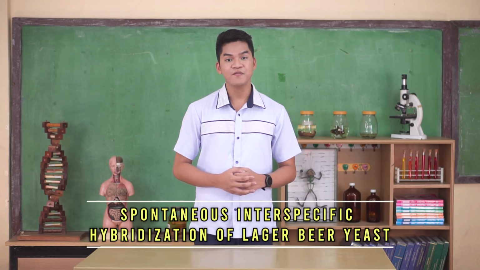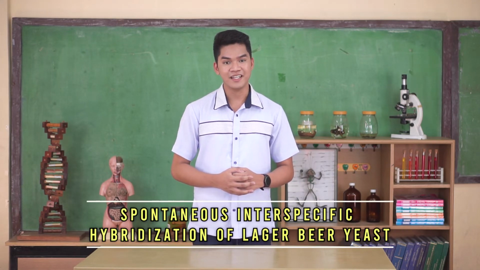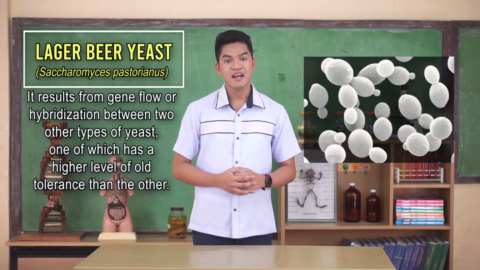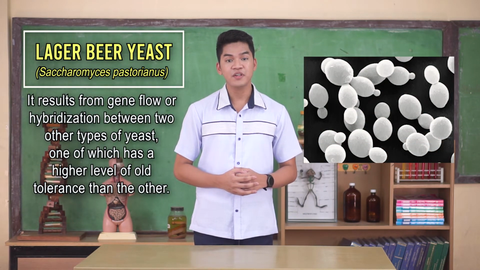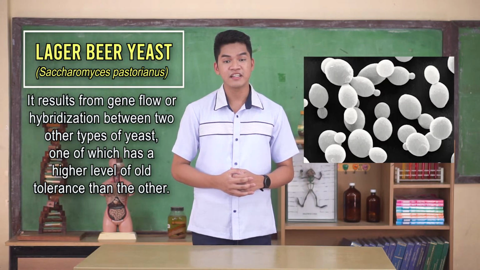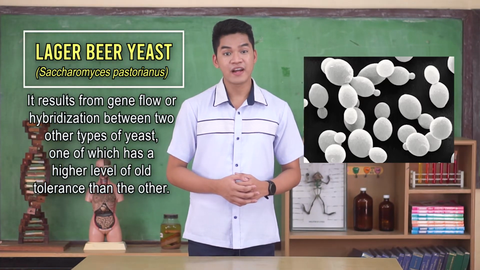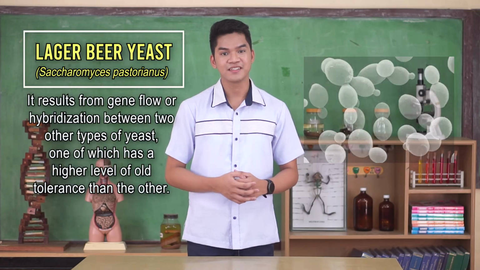An example of gene flow in evolution happened through the spontaneous interspecific hybridization of lager beer yeast. Lager beer yeast, Saccharomyces pastorianus, results from the gene flow or hybridization between two other types of yeast, one of which has a higher level of cold tolerance than the other. The hybrid variety is more well suited to fermentation than the original types.